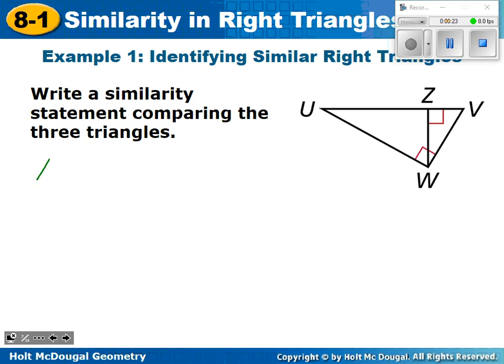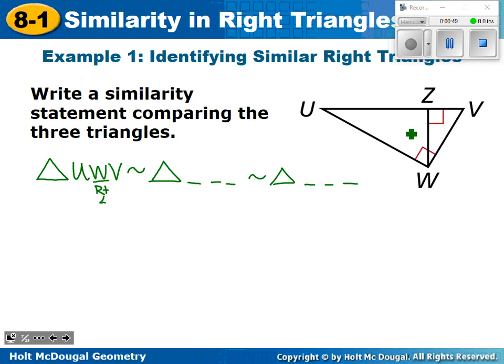Somebody give me the name of the big one any way you want. Okay, I heard UWV, sorry. It's similar to triangle. The way I do it is I compare my right angles first. So which angle in there is the right angle? W. So this is the right angle. So on the next names, the middle letter has to be the right angle. So which one's the right angle?